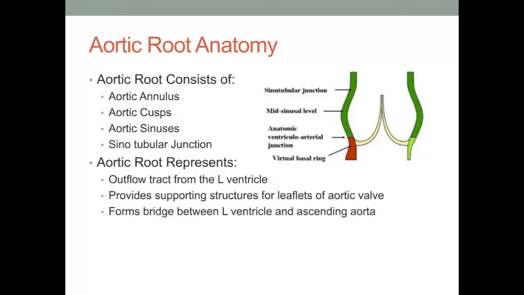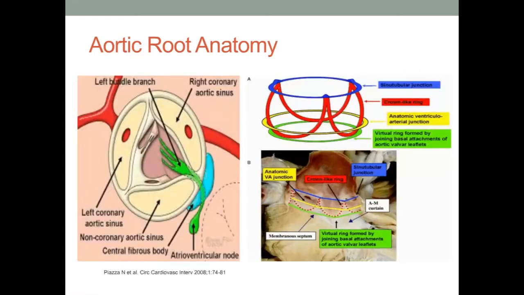An understanding of aortic root anatomy is critical to best describe and differentiate between aortic root enlargement techniques. The aortic root consists of the aortic annulus, aortic cusps, aortic sinuses, and the sinotubular junction. The aortic root represents the outflow tract from the left ventricle. It provides supporting structures for the leaflets of the aortic valve, and it forms a bridge between the left ventricle and ascending aorta. These pictorials represent various anatomic areas of importance involving the aorta, aortic valve, and aortic root.